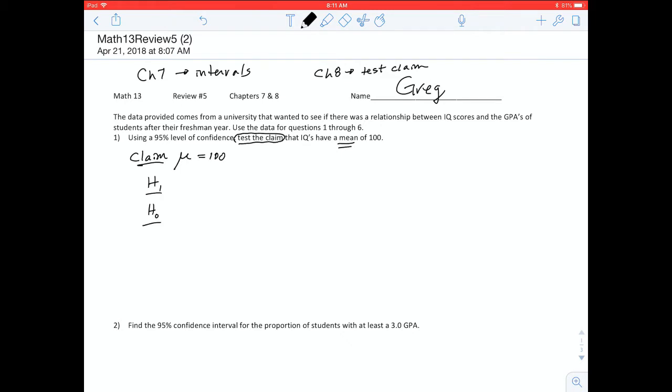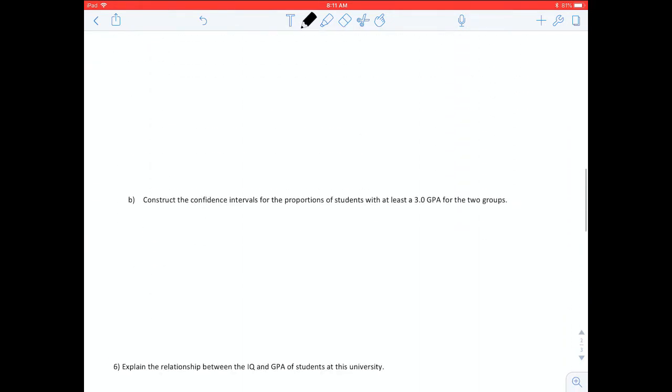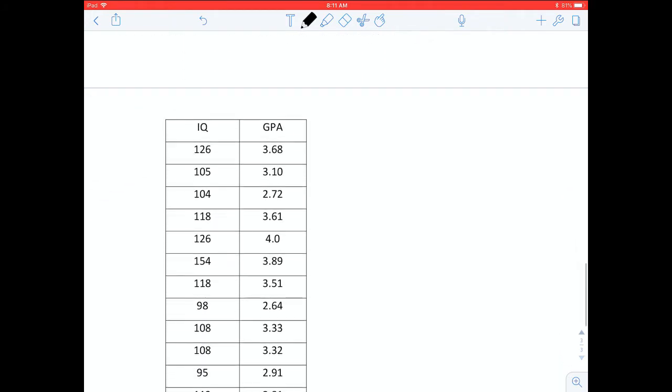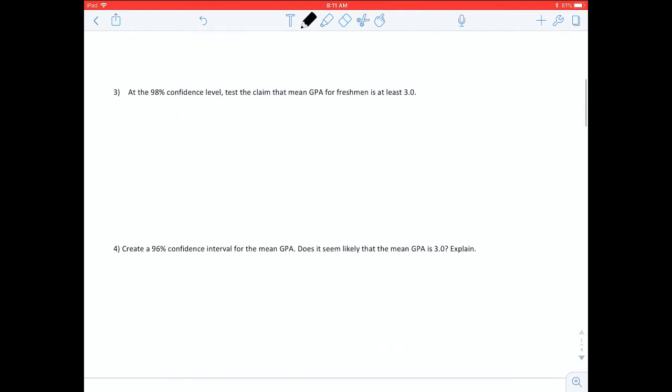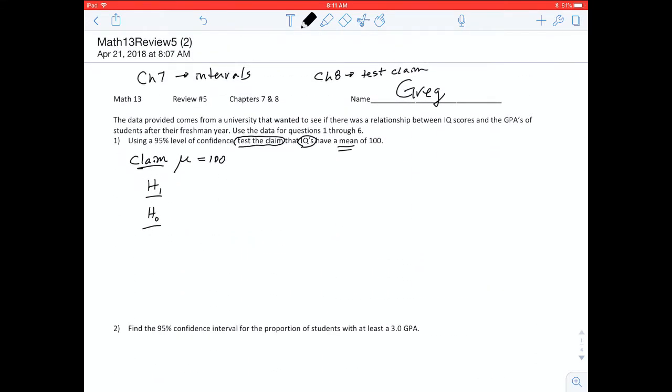The next thing to do is, the question is about the IQ scores. So you go to the data over here and you type the IQ scores into the calculator and then find the mean and standard deviation. So then you'd write down that information. N equals 25 people. The average IQ is 114 point something, and the standard deviation, like I say, please find that with your calculator.